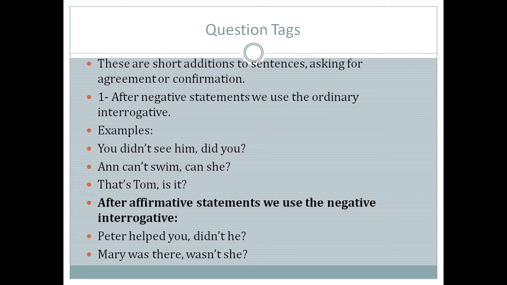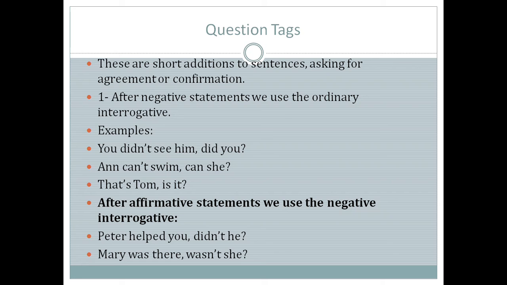Here, question tags. These are short additions to sentences asking for agreement or confirmation. Number 1, after negative statements, we use the ordinary interrogative. Examples: you didn't see him, did you?